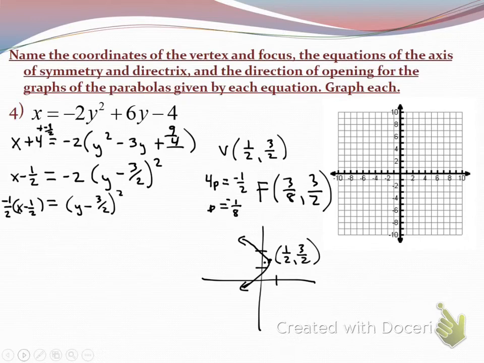Okay. Our directrix, back up to the screen, is 1/8 to the right. So our directrix is 1/8 past it, and it's a vertical line. Would you guys agree? So what's the equation of the directrix? It's an equation, so it would be x equals 5/8. Now everything seems so much clearer, doesn't it?